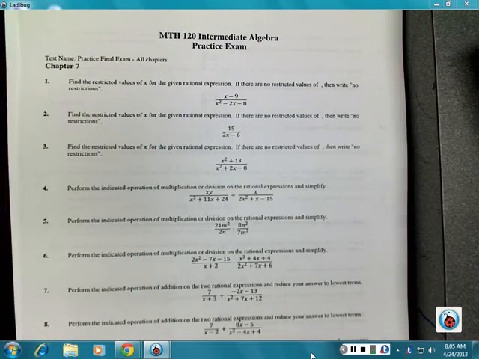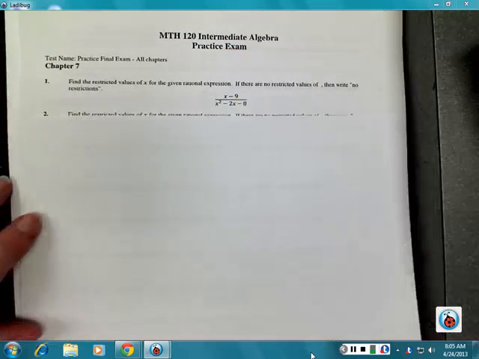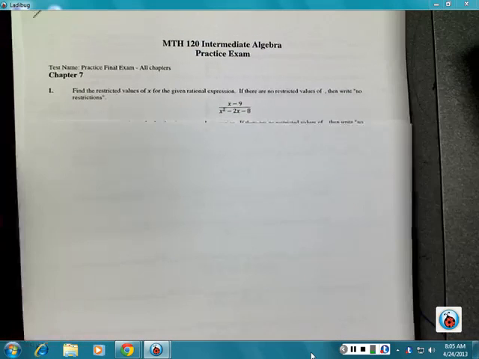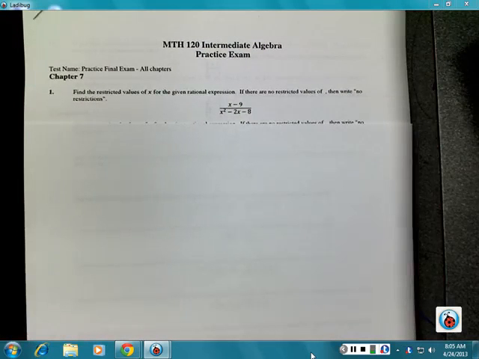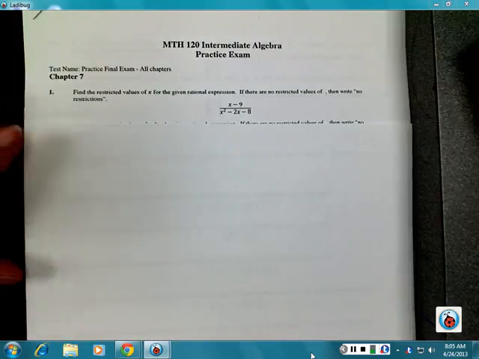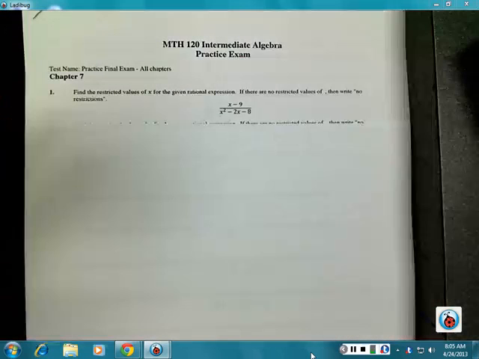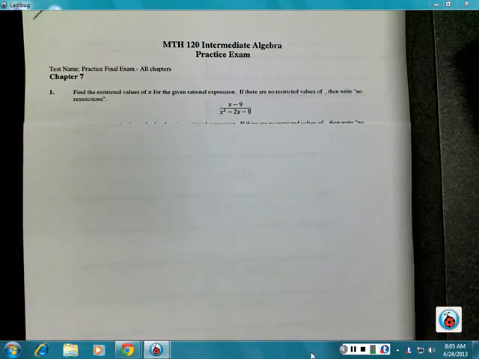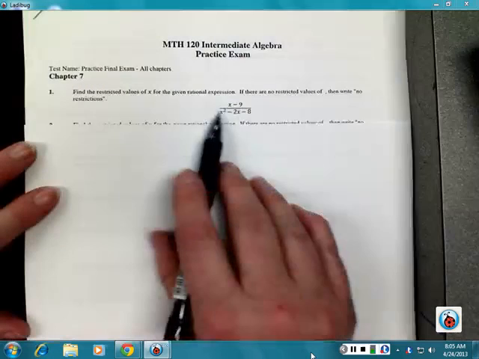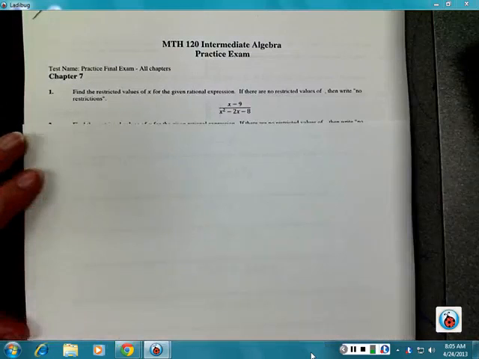But anyway, let's see what we can do with some of these things. What would you want to do with that very first one? Again, we have to read carefully to figure out what they're asking us to do. It says find the restricted values of x for the given rational expression. If there are no restricted values, then write no restrictions. Restrictions mean that, what do you guys think of restrictions? That it can't be equal to 0, right? But what can't be? The denominator, yeah. In this one, we don't care what happens to the numerator, but the denominator cannot be equal to 0.